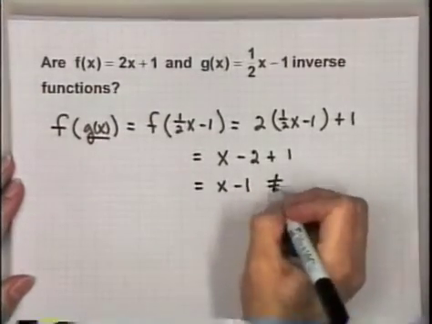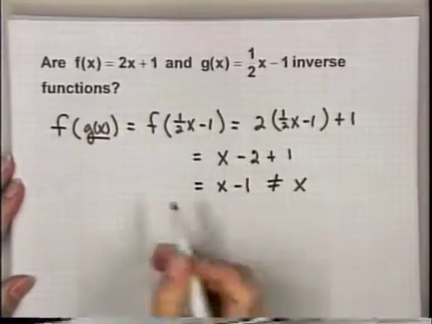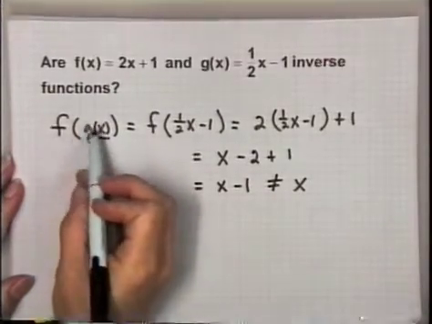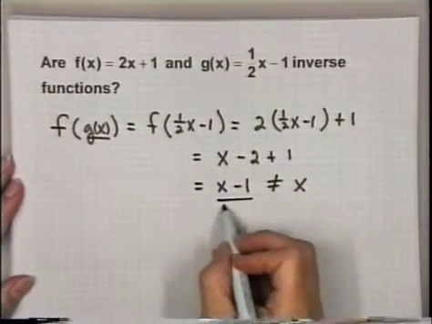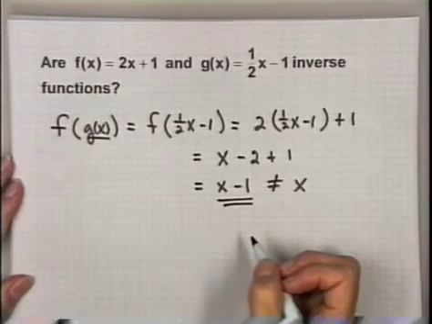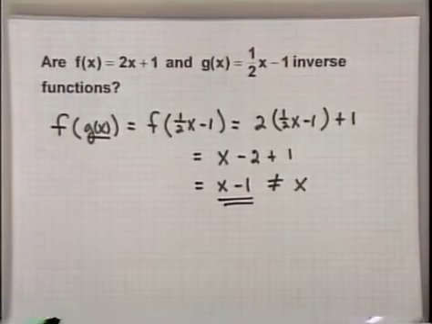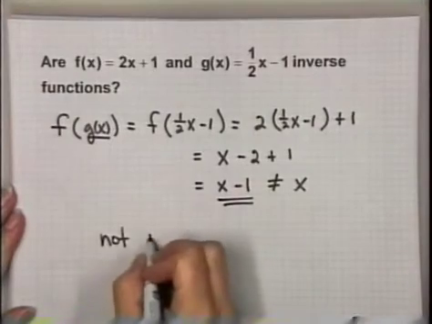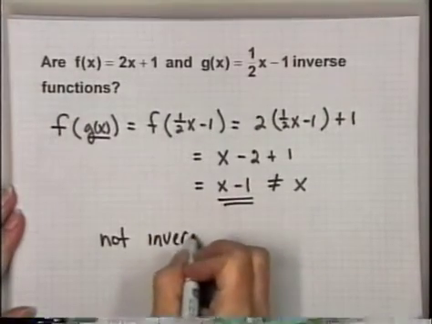This does not equal x. So when we started with x and we did g, then when we did f, we did not get back to x, but we got back to 1 less than x. So function f did not undo what function g did. So these are not inverses.